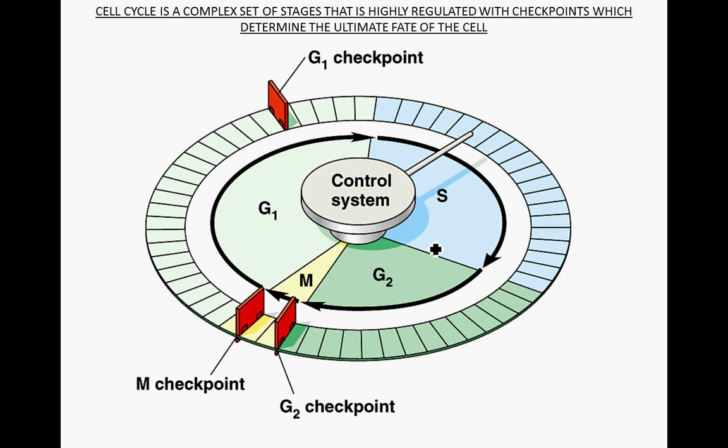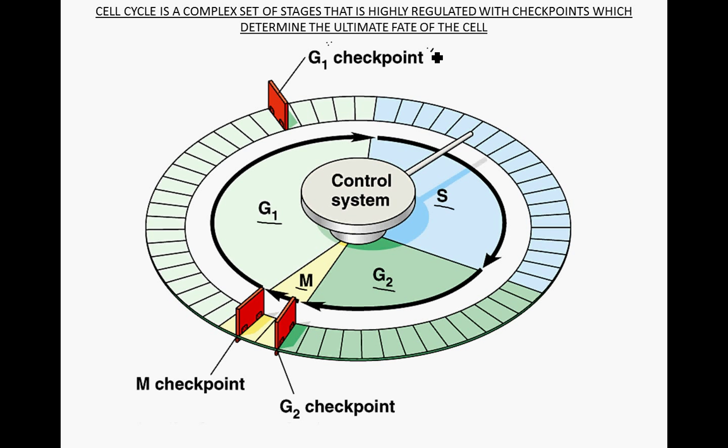So if we look at the cell cycle here, the cell cycle is a complex set of stages that's highly regulated with checkpoints which determine the ultimate fate of the cell. So if we look at this diagram here, we have the G1 phase, the S phase, the G2 phase, and then the mitotic phase. So there are several points along the way here. Lots of things are happening in order for that cell to be able to divide and make another copy of itself. So we have these checkpoints as sort of a metaphor here for regulation.